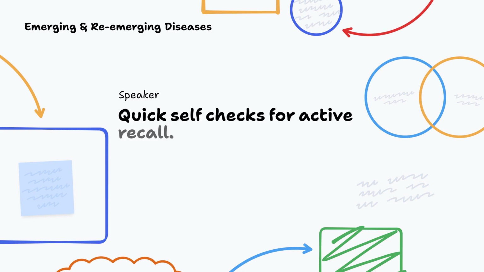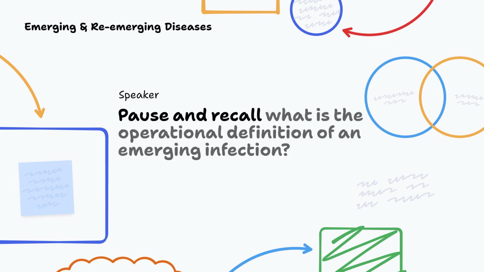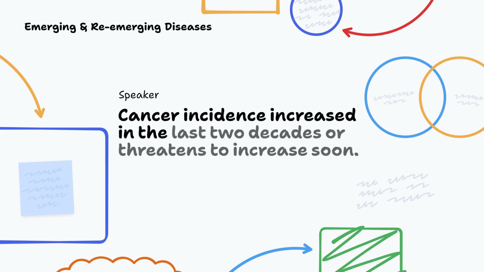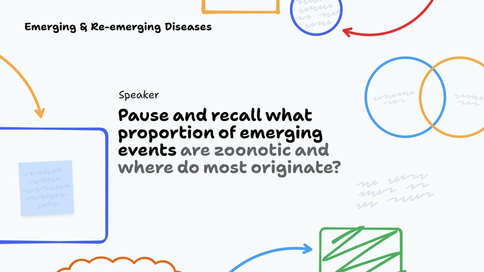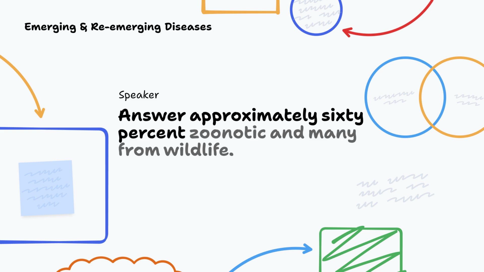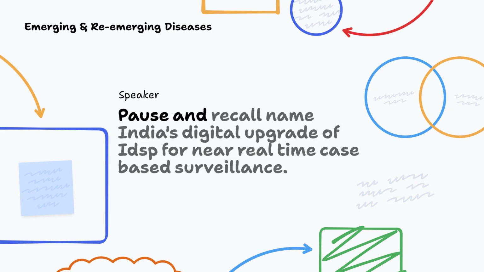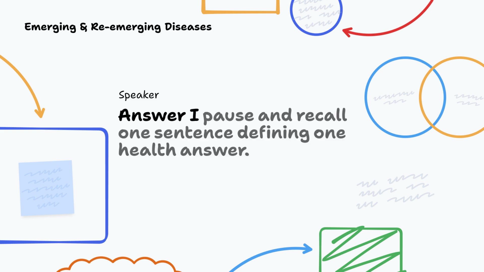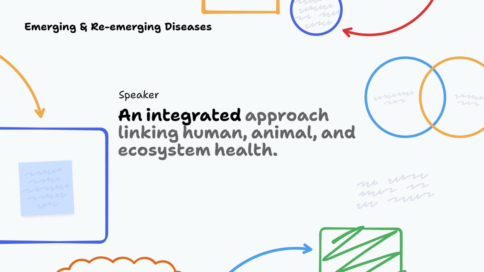Quick self-checks for active recall. Ready? Sure. Pause and recall. What is the operational definition of an emerging infection? Answer: incidence increased in the last 2 decades or threatens to increase soon. Pause and recall. What proportion of emerging events are zoonotic and where do most originate? Answer: approximately 60% zoonotic and many from wildlife. Pause and recall. Name India's digital upgrade of IDSP for near real-time case-based surveillance. Answer: IHIP. Pause and recall. One sentence defining One Health. Answer: an integrated approach linking human, animal, and ecosystem health.